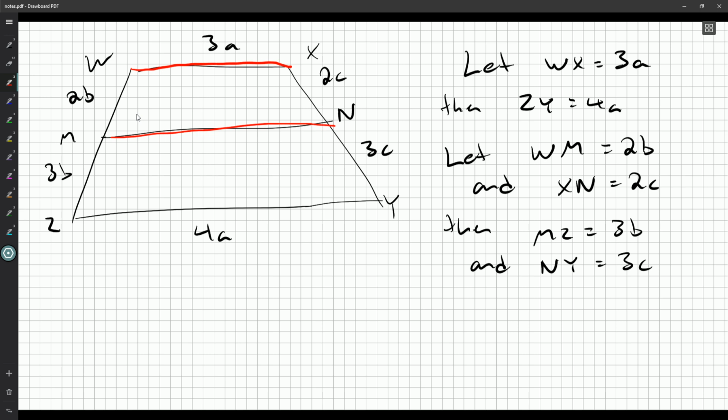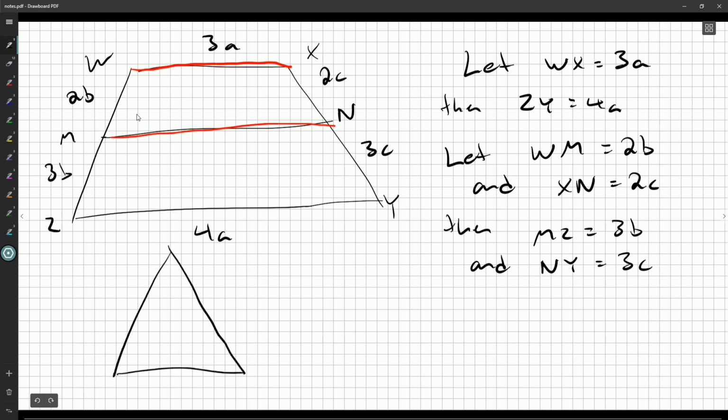All right, so what can we do there? Well, actually the first thing that jumps out at me is to extend the triangle. Let's redraw the whole thing.